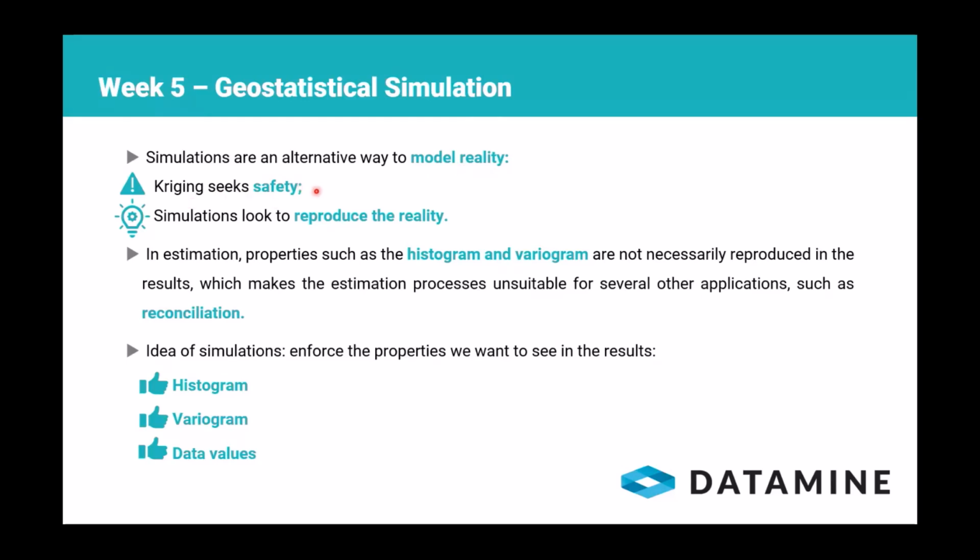It means that it respects the average, but it smooths the reality, taking into account that it still provides the best or the most probable estimation. However, the statistical moments are not identical. Simulation looks to reproduce the possible realities, or at least reproduces the statistical moments of the reality. And we can simply compare the histogram and variogram between the data values and the realization, and we'll see that they should all correspond to one another.